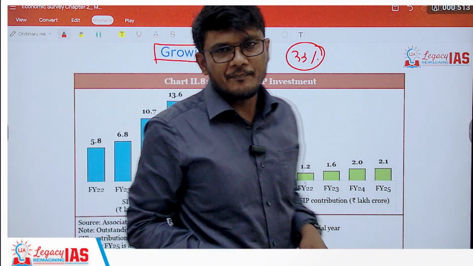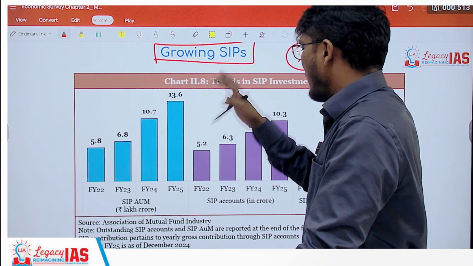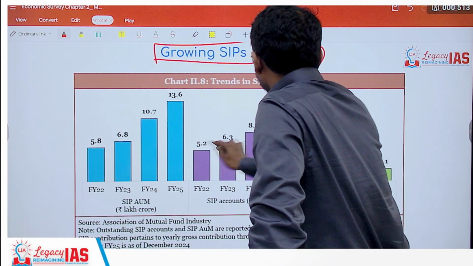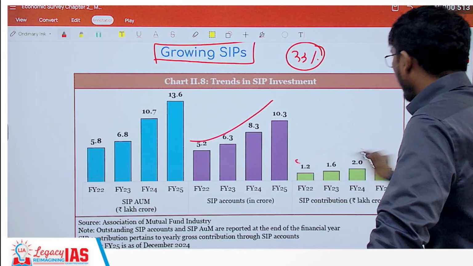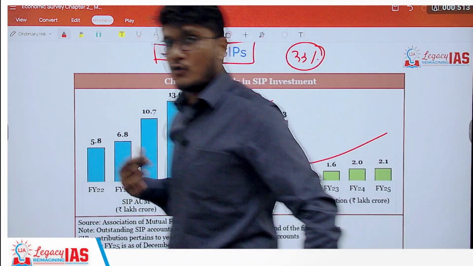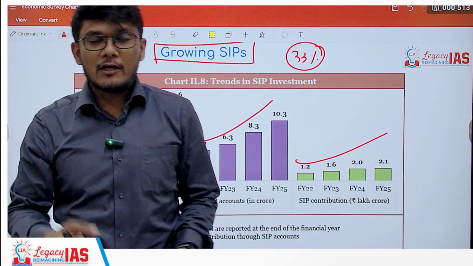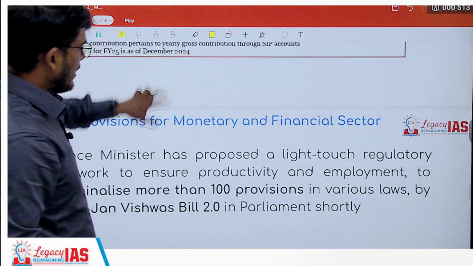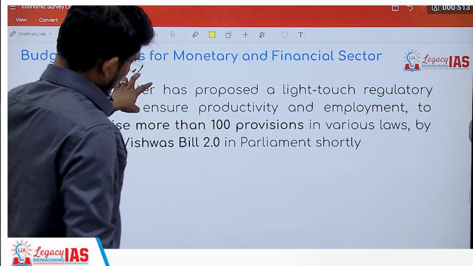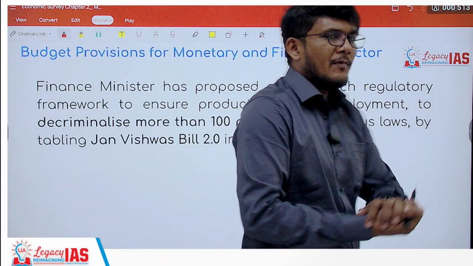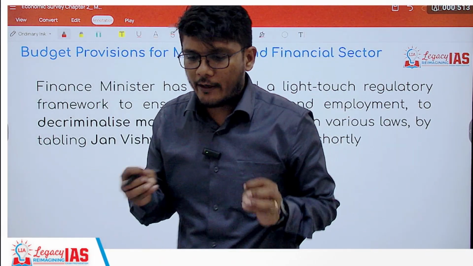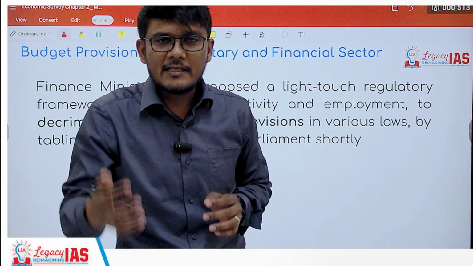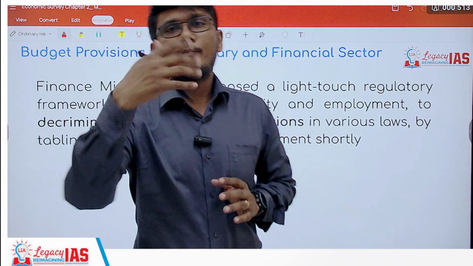If you look at SIP, which means systematic investment plan, there has been growth in the number of accounts, and growth in contribution as well. So volume and value are both increasing as per this economic survey data. So we have seen that the economic survey has showcased that India's banking sector is in good health, and investment is improving, but we need to improve it further.